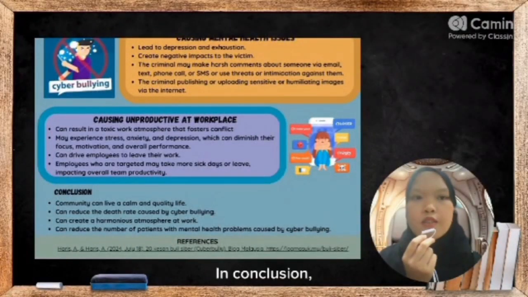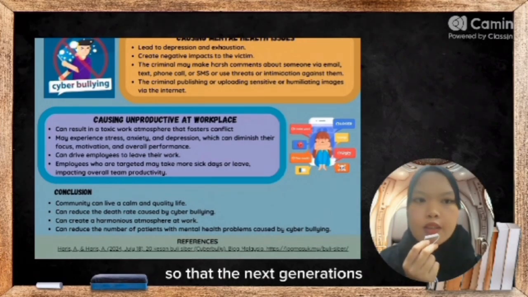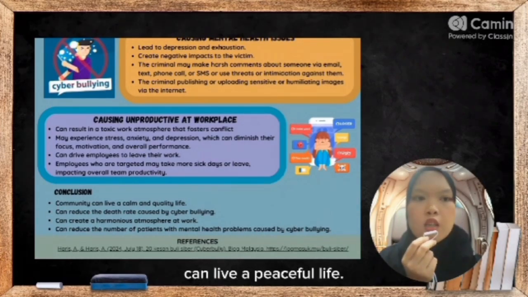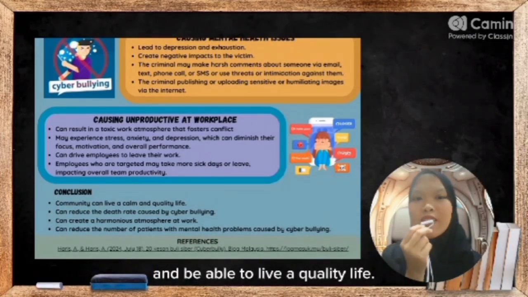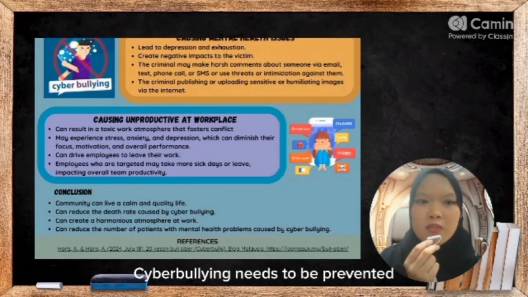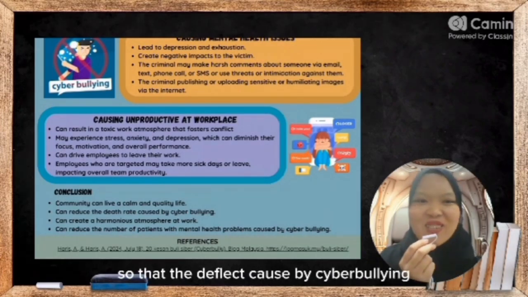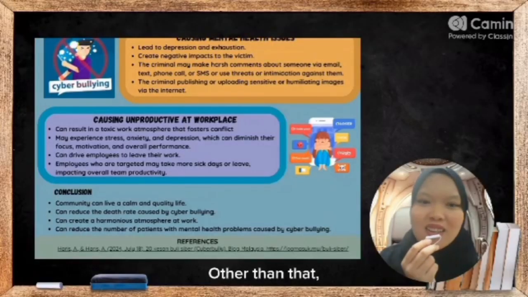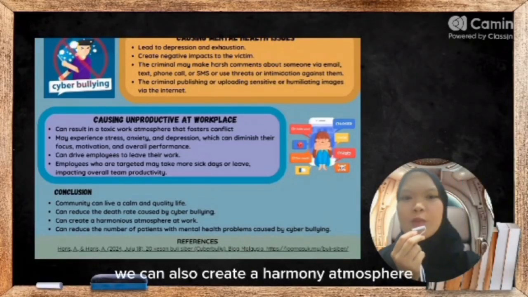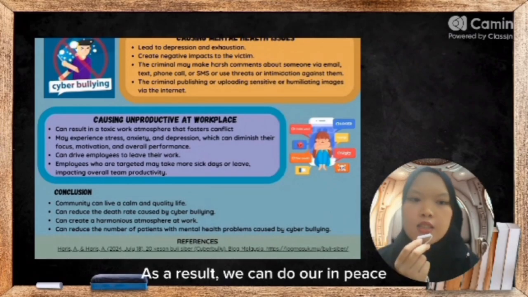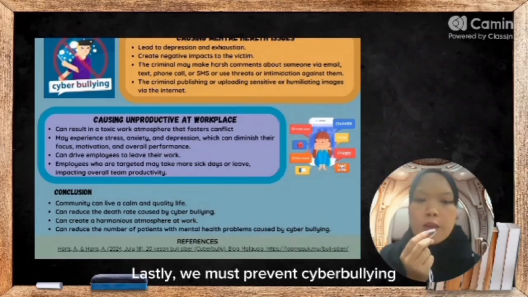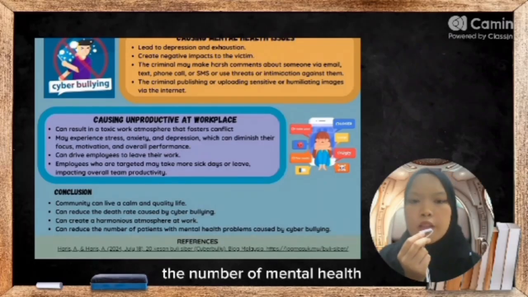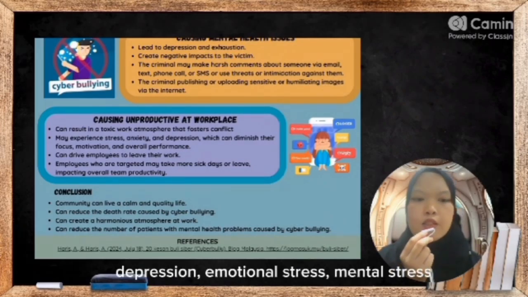In conclusion, cyberbullying needs to be prevented so that the next generations can live a peaceful life. In addition, society will also live in peace and be able to live a quality life. Cyberbullying needs to be prevented so that the death threat caused by cyberbullying can be reduced. Other than that, we can also create a harmonious atmosphere when we are at work. As a result, we can do our work in peace and tranquility. Lastly, we must prevent cyberbullying so that we can reduce the number of mental health patients in hospitals, such as depression, emotional stress, mental stress, and anxiety.